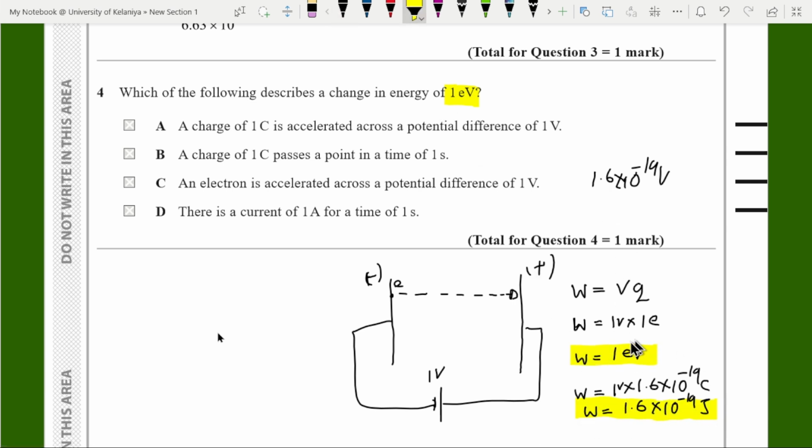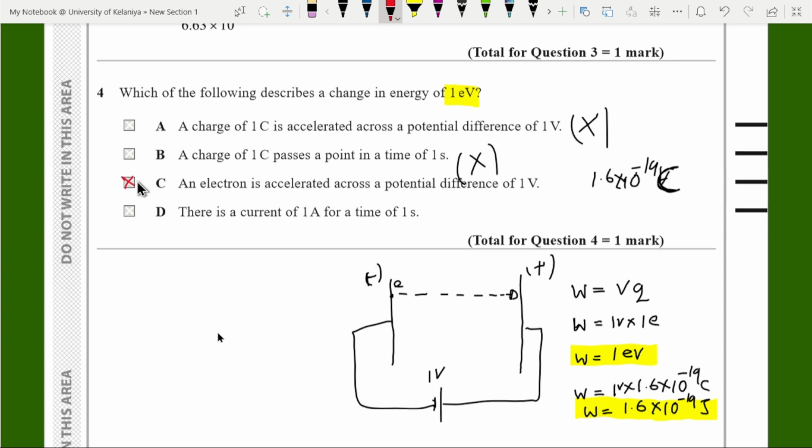So here they have mentioned in the first option, a charge of 1 coulomb is accelerated across a potential difference of 1 volt. No, that is wrong. Why? They are accelerating an electron, so it has a charge of 1.6 times 10 to the power minus 19 coulombs. Option B, a charge of 1 coulomb passes... No, it is 1 coulomb, not 1.6 times 10 to the power minus 19. An electron is accelerated across a potential difference of 1 volt. Exactly. So this is the answer.